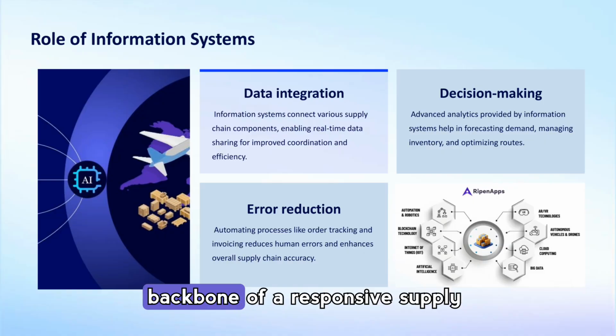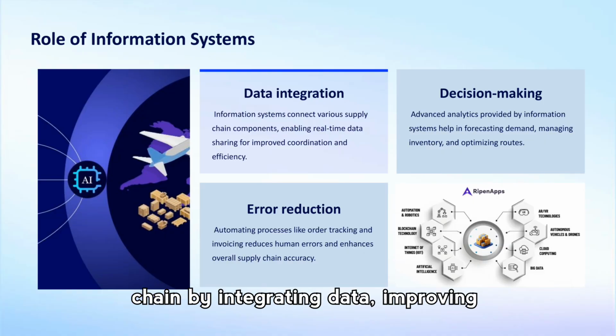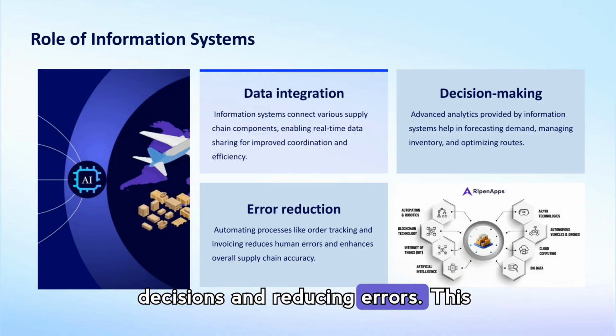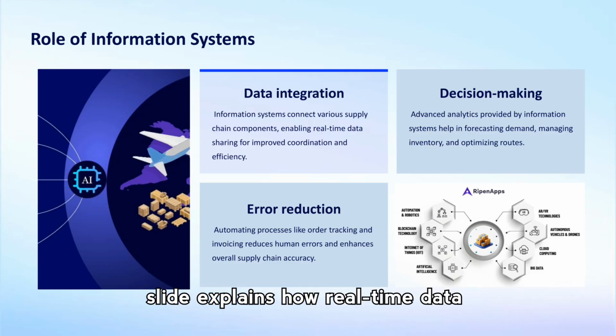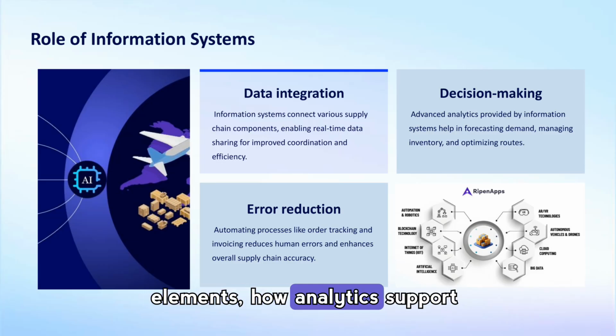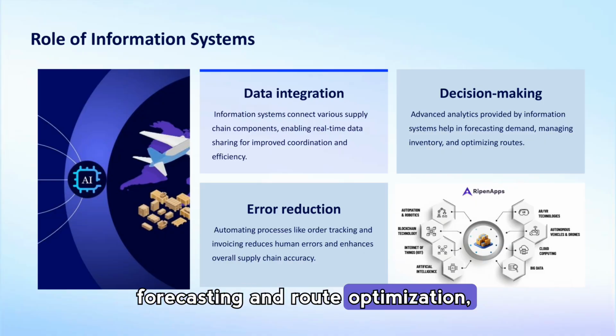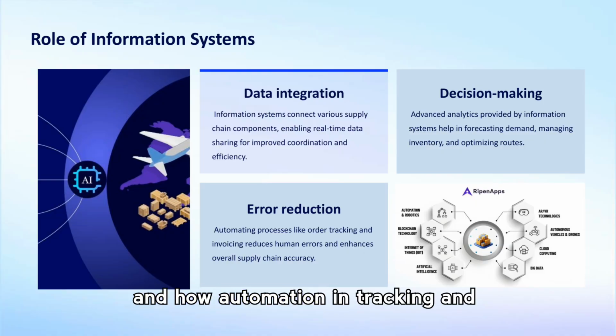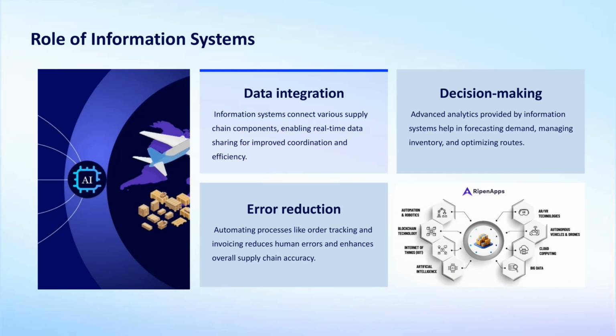Information systems are the backbone of a responsive supply chain, by integrating data, improving decisions, and reducing errors. This slide explains how real-time data sharing connects supply chain elements, how analytics support forecasting and route optimization, and how automation in tracking and invoicing reduces manual mistakes to increase overall accuracy and speed.